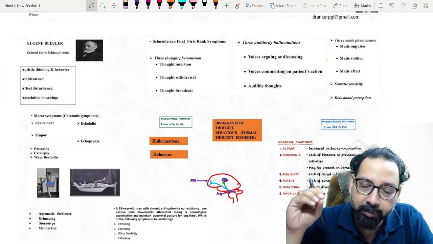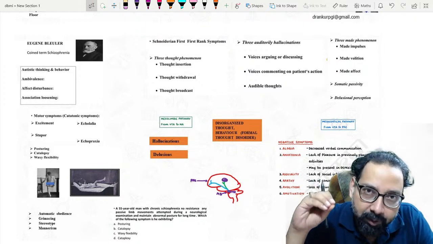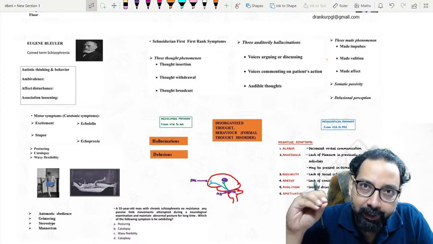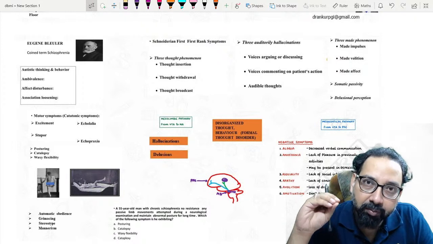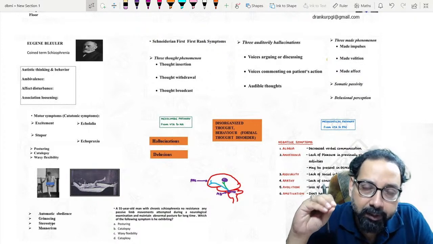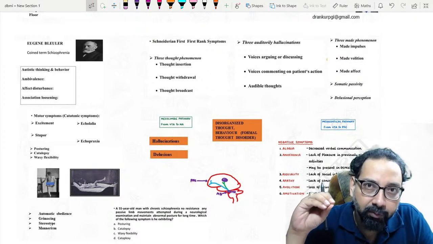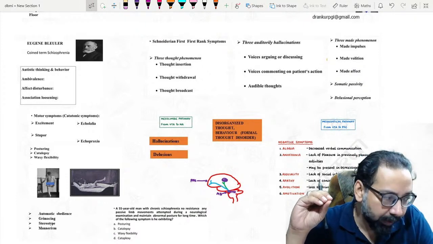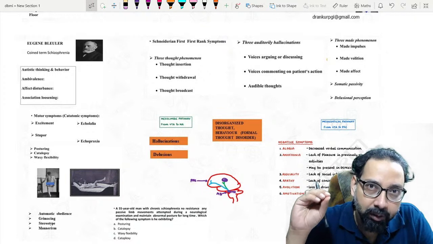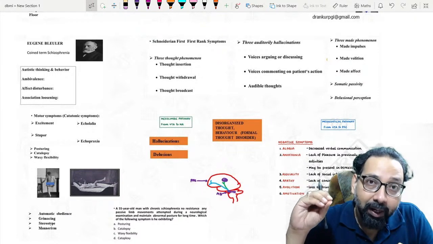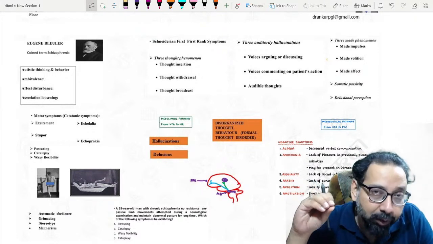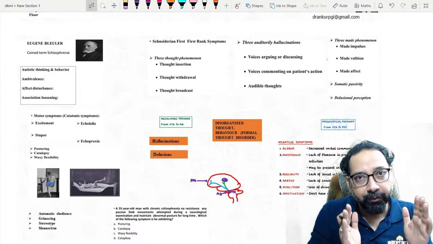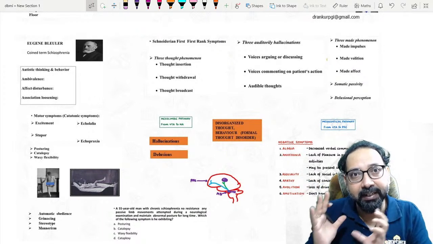In schizophrenia, I told you about Schneiderian first rank symptoms. DSM-5 said that these symptoms may be found in other psychiatric disorders, so we will not use them as diagnostic criteria. But ICD-10 is still using them. So there is a difference between ICD-10 and DSM-5.